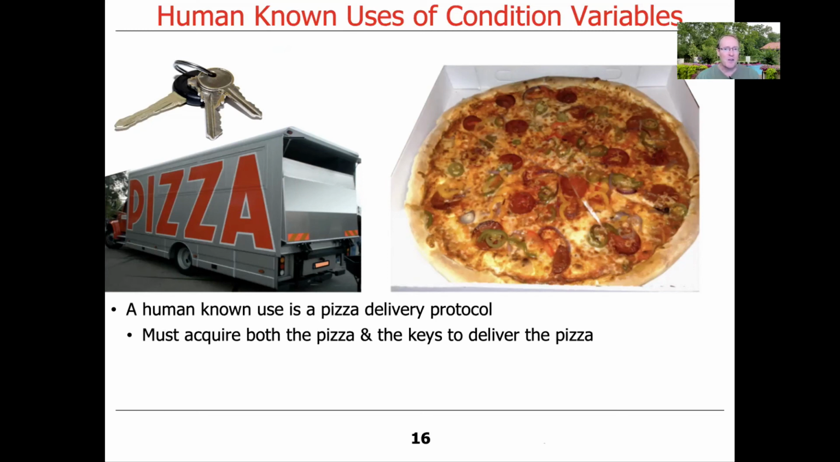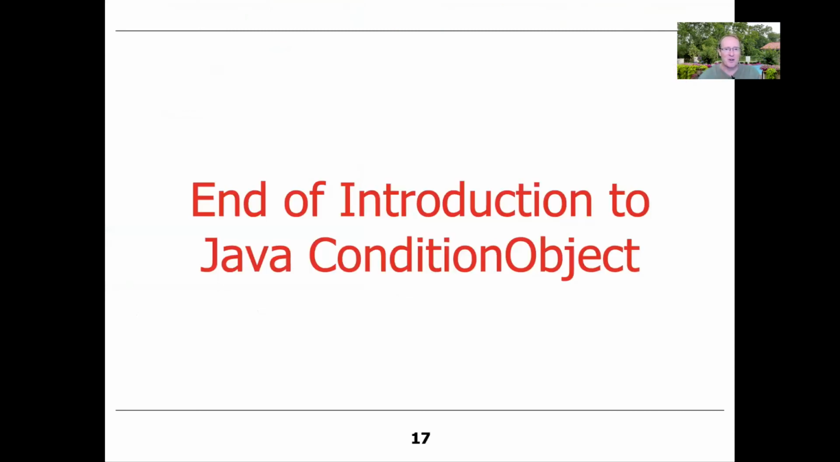And in fact, it could be the case that you get the pizza, but you can't get the keys, in which case you have to release the pizza. Okay, so that's basically the simple example. You'll see when we get into more details about how condition variables and condition objects work, that all the other variants that we talk about from a more technical sense, like trying to remove something from an empty queue or trying to add something to a full queue, all boil down to the same pizza delivery metaphor that I've just given you as the human analogy.